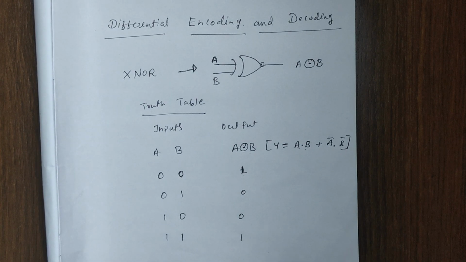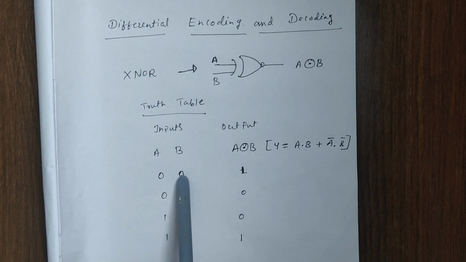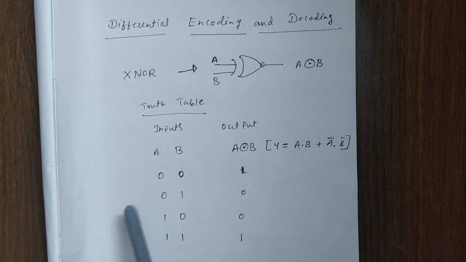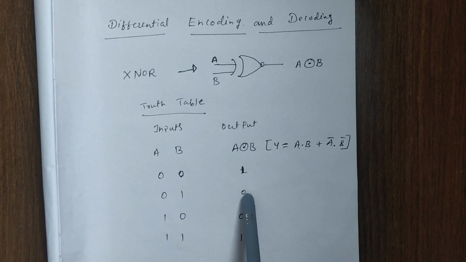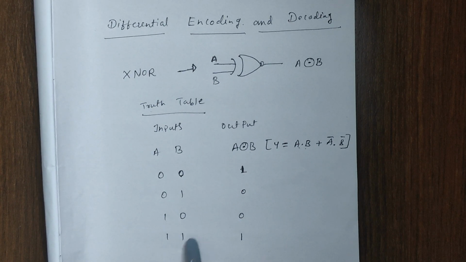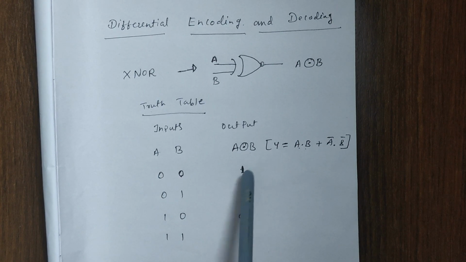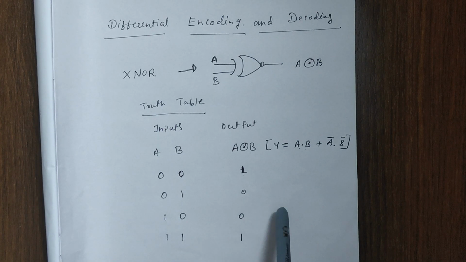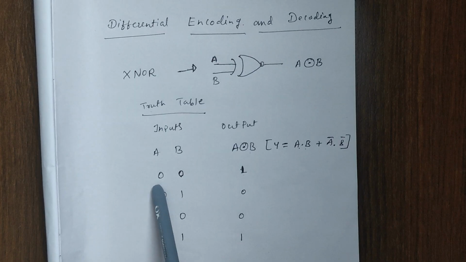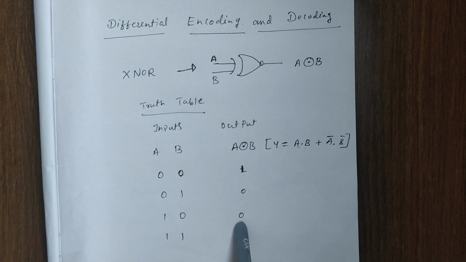this truth table. One more simple way to remember the XNOR operation: when inputs are the same, output is 1. When inputs differ, output is 0. See 0 and 1, input differs, output is 0. 1 and 0, input differs, so output is 0. 1 and 1, inputs are the same, output is 1. 0 and 0, inputs are the same, output is 1. Hope this is clear. Very simple way you can remember the XNOR operation truth table. That is, when inputs are the same, output is 1. When inputs differ, output is 0.